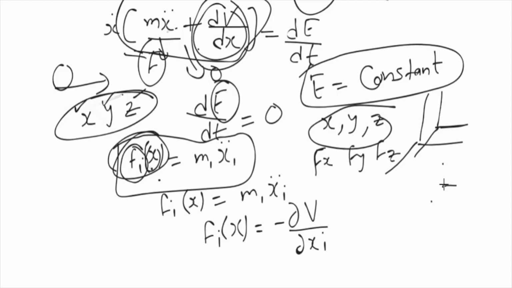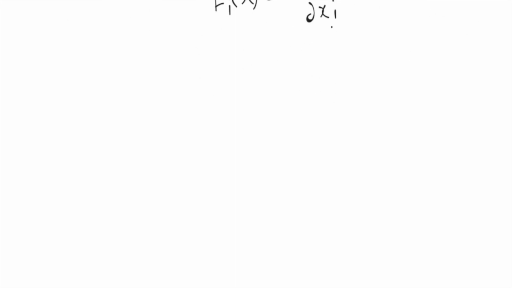If you are moving in the x direction, then Fi, or Fx, is equal to minus the partial derivative of V in the x direction. If in the y direction, the partial derivative of V in the y direction, and in the z direction, the partial derivative in the z direction. So from this we can prove conservation of energy of one particle moving in many dimensions. How? We have already proved the conservation of energy of one particle moving in one dimension. Now we are proving the same in many dimensions.